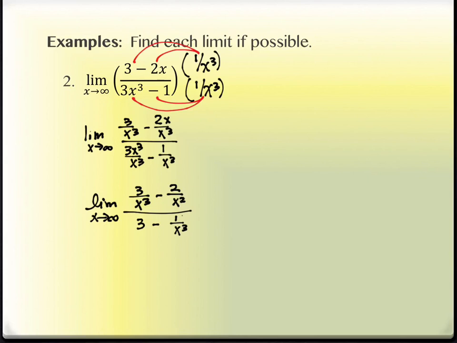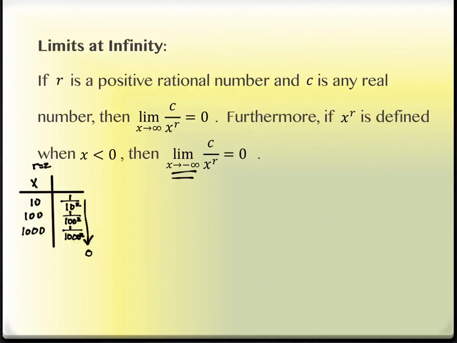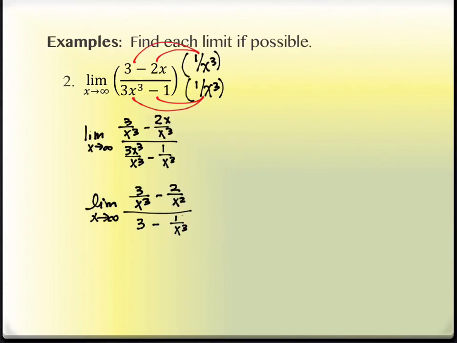But now, every single one of those looks like one of these, except for the 3. This piece doesn't, right? This piece is a constant. But everything but the constant piece looks like that feature. What that means is all of those that are written as something over x to a power all go to 0.